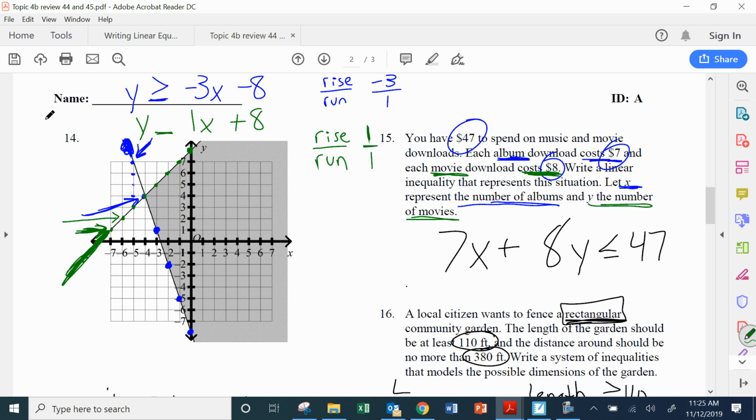And then, last but not least, is the shading above or below the line. Well, if this is the line where all these green dots are, the shading is below those dots. So anywhere I look at the dots, the shading is below those dots if I'm looking at only the shaded part. So that means if it's below, it has to be less than.